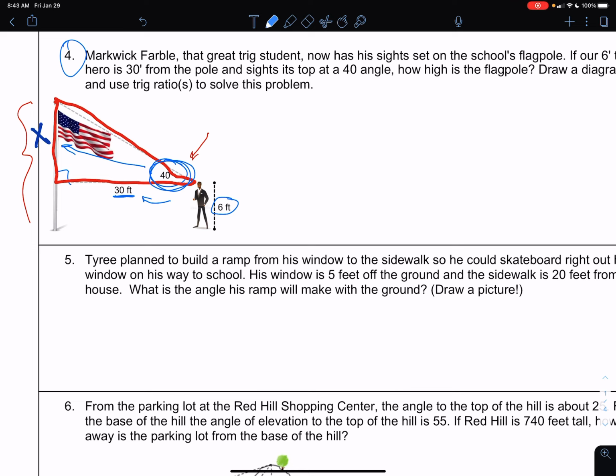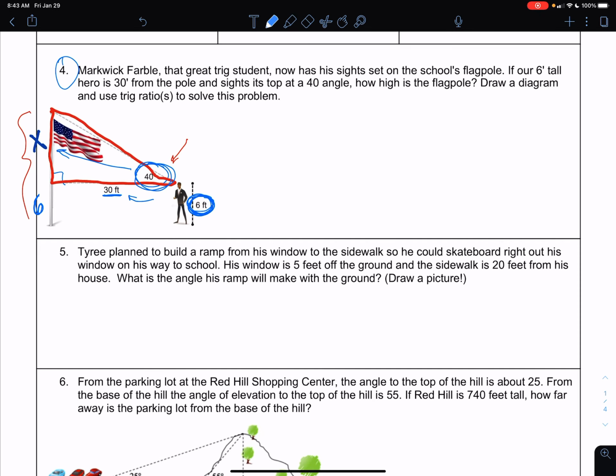Now, when you solve for that X, that's only the partial height of the flagpole. It's only to where this darker red triangle is. And so that's where the 6 feet comes into play. Once you solve for X, you'll realize this flagpole still has an additional 6 feet below where the X is. So the last step once you solve for X is to add 6 to it, and you'll get your final answer. So that's how problem 4 works.